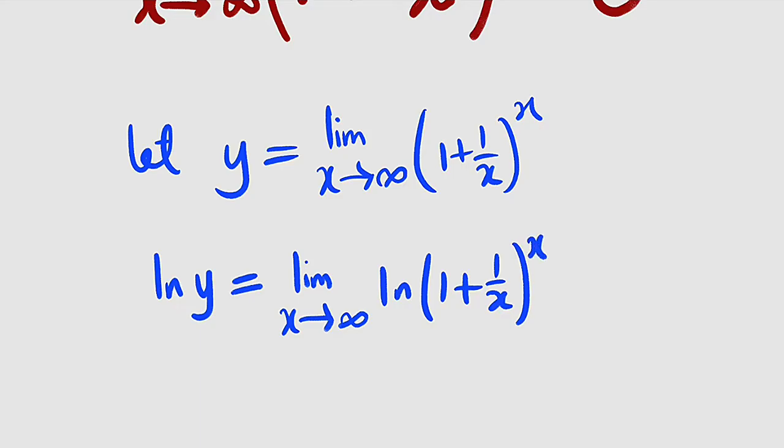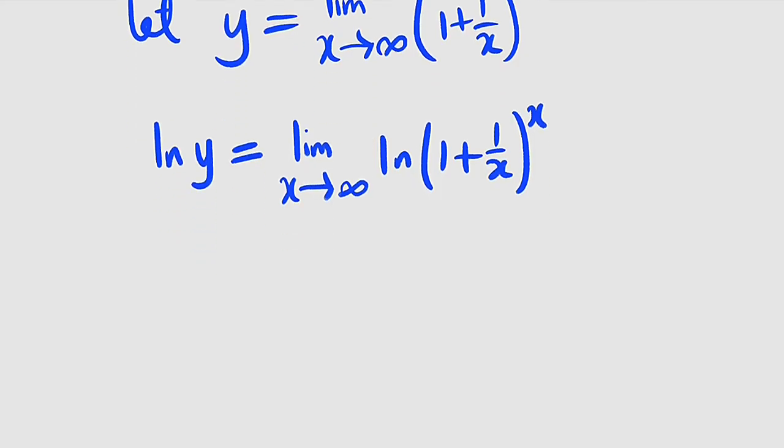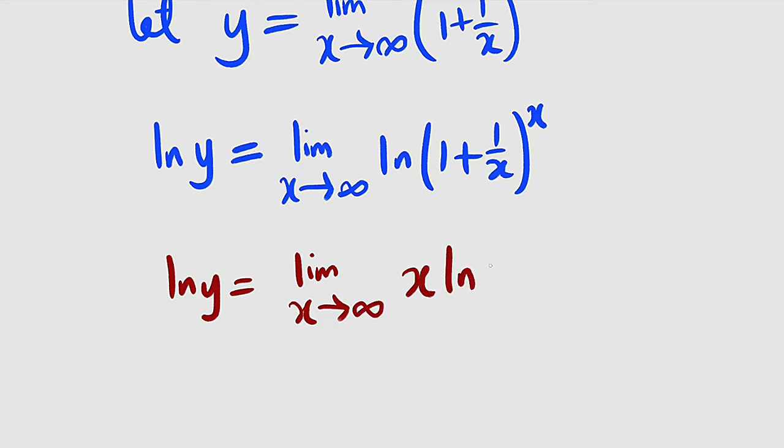And you know, according to one of the laws of logarithm, this power can drop down to multiply, right? So we can further rearrange it as natural log of y equal to the limit as x approaches infinity of x multiplied by the natural log of 1 + 1/x. And secondly, you should know that multiplying by anything is the same thing as dividing by the reciprocal of that thing. So since we are multiplying by x, it is the same thing as dividing by 1/x.